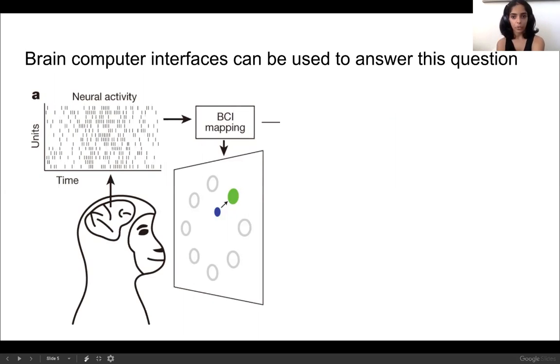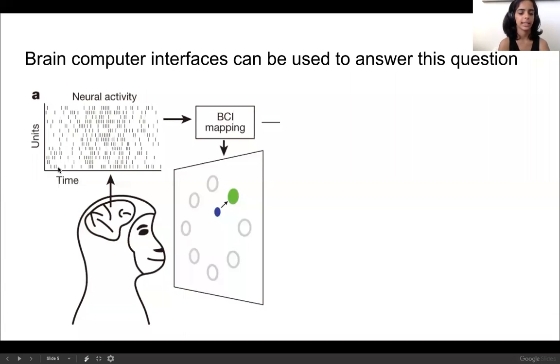So brain-computer interface can be used to answer this question of how much flexibility is there. So basically what a brain-computer interface is, in very simple words, you record some neural activity using electrodes. So in this case, there's a monkey who is sitting in a fixed position, and you have some electrodes in the brain and you're recording neural activity. So here, each row is a particular neuron that's being recorded, and the x-axis is time. And then each line here is a single action potential.